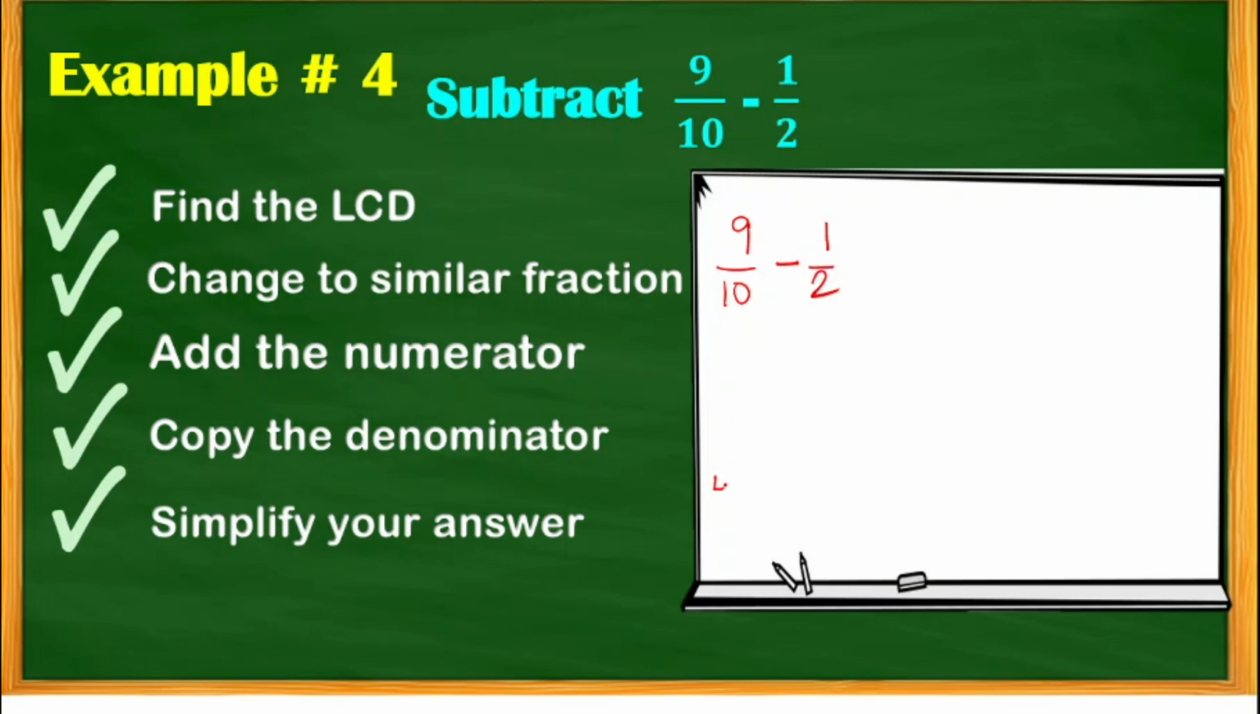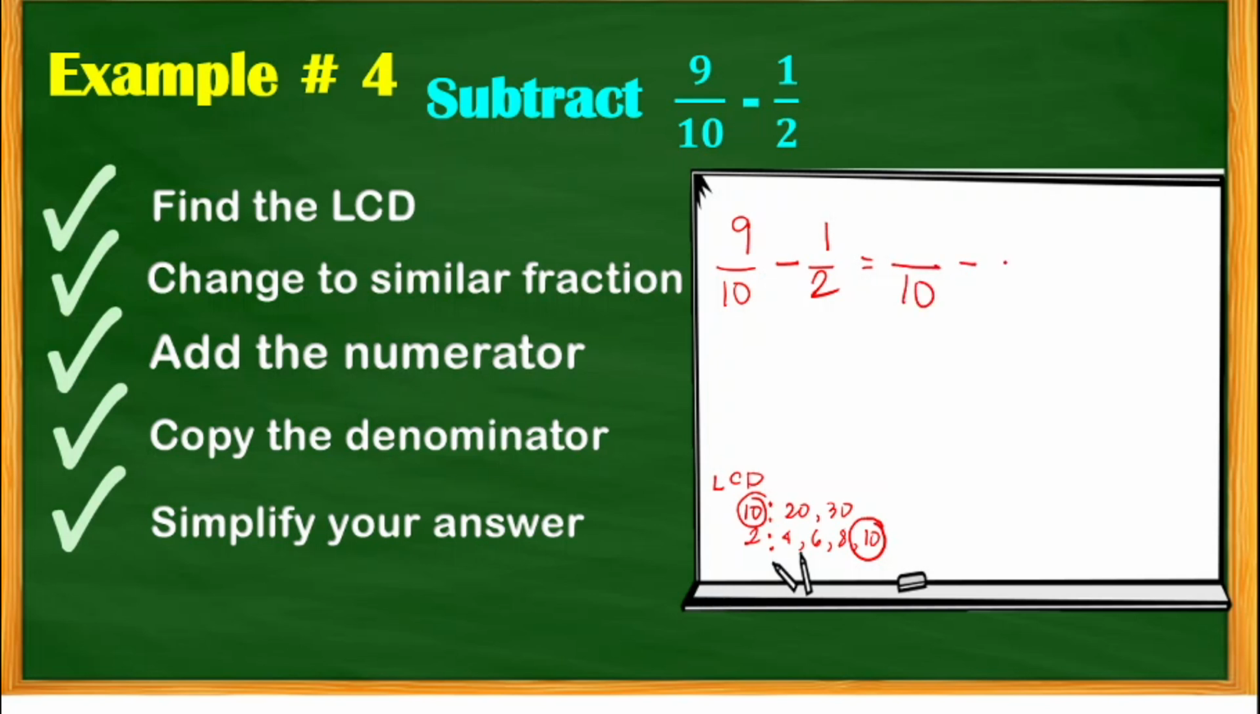Okay, so the LCD, least common denominator of 10 and 2. Why is that 10 and 2? Because our denominators are 10 and 2. Using skip counting, 10, 20, 30, and then 2, 4, 6, 8, 10. So we have 10 in common, in the multiples of 2 and in the multiples of 10. So the least common denominator of 10 and 2 is 10.